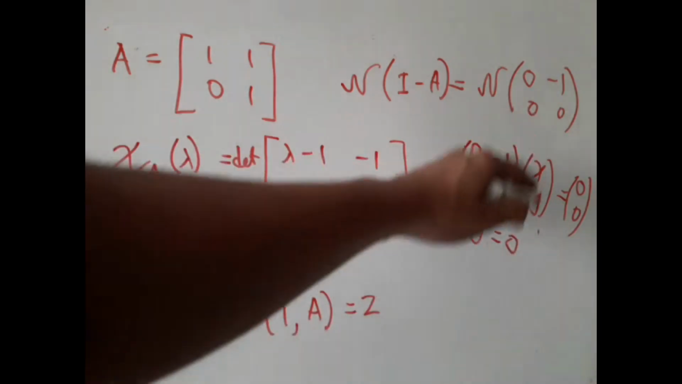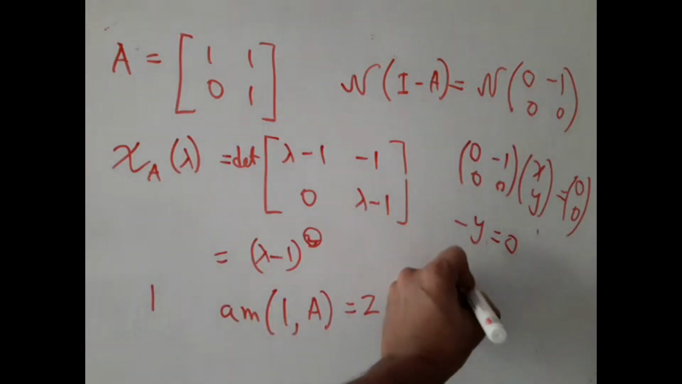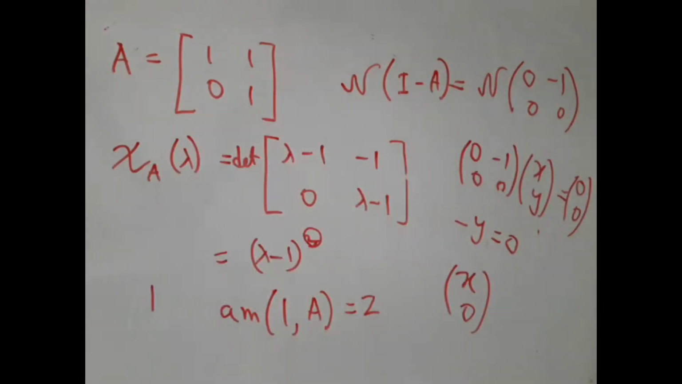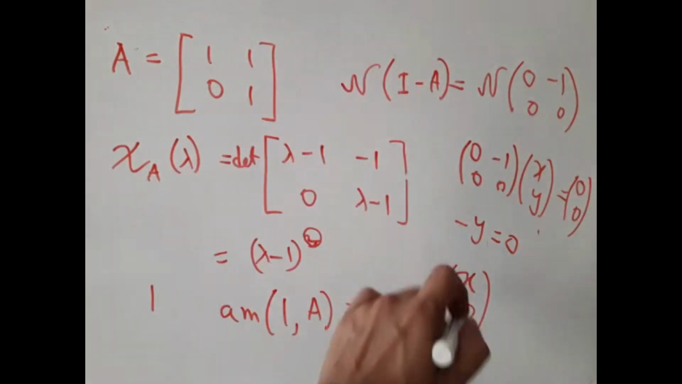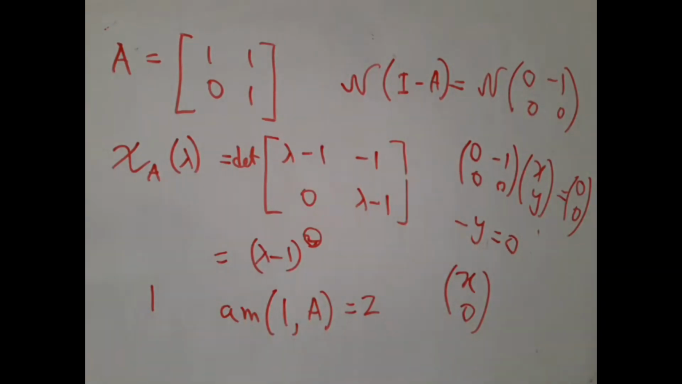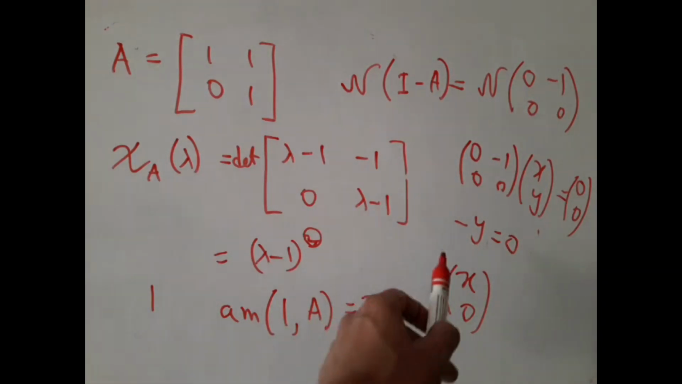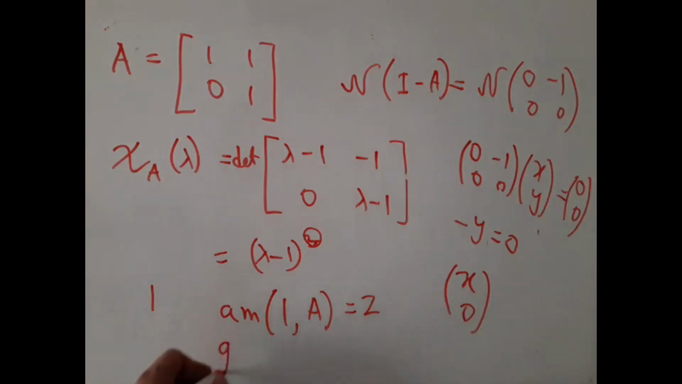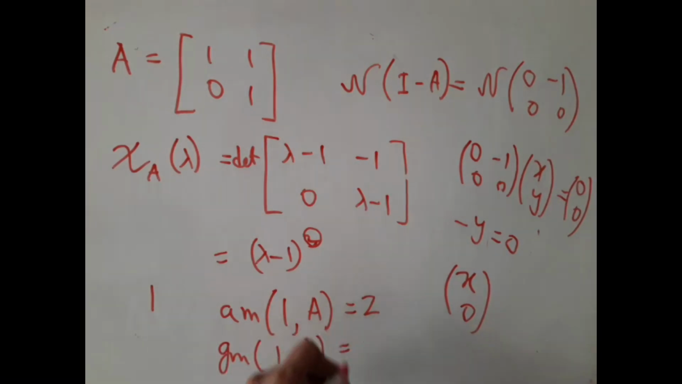In other words, everything here must be of the form x comma 0. So I have a restriction on y and x remains completely unrestricted. So the null space consists of every vector of this form. So the null space is basically the x-axis. I can see its dimension is equal to 1. So I can say that the geometric multiplicity of this eigenvalue is equal to 1.